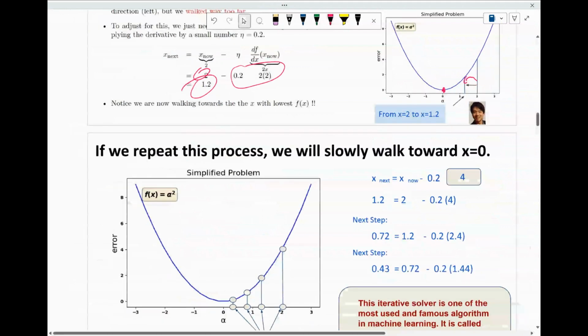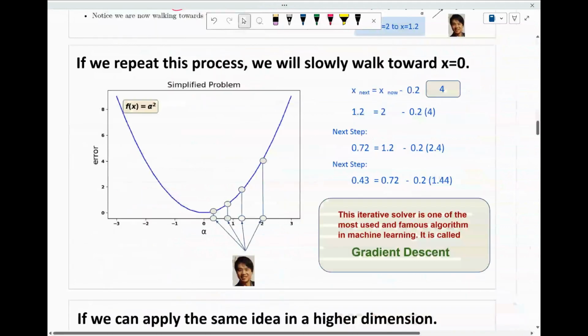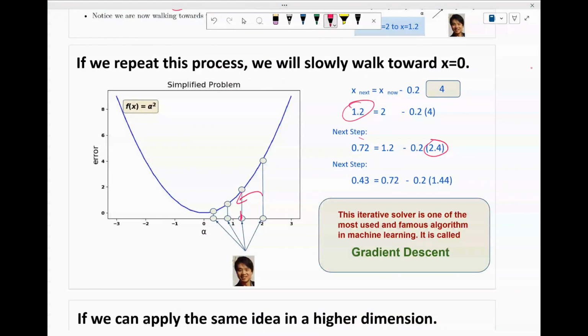Now, if we repeat this process, so we're here, we walked here, right? And then once we're at 1.2, we once again plug 1.2 into the derivative, and then calculate the next location and then the next location. You will see that we went from 2 to 1.2 to 0.72 to 0.43. And little by little, we're going to walk all the way to the solution.